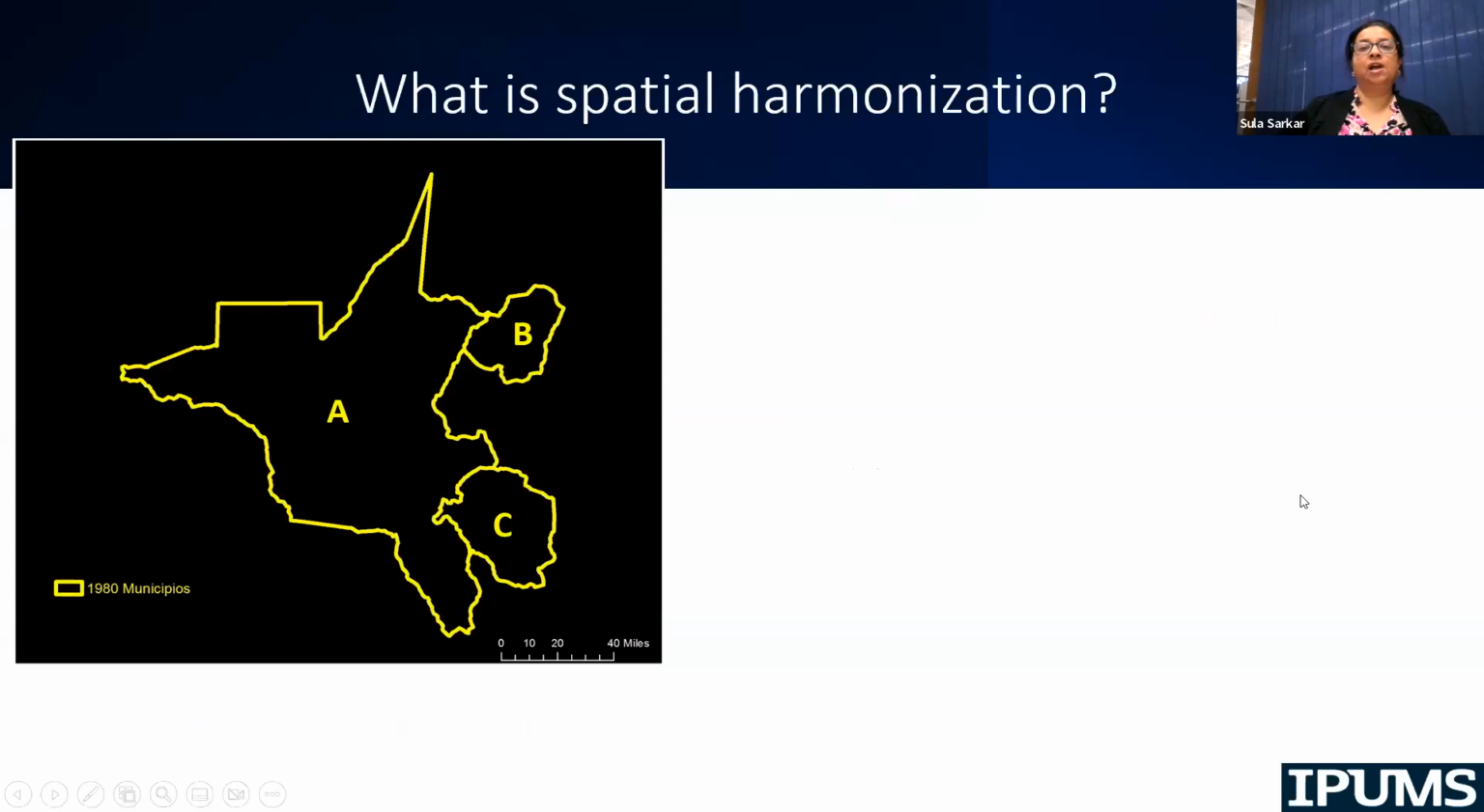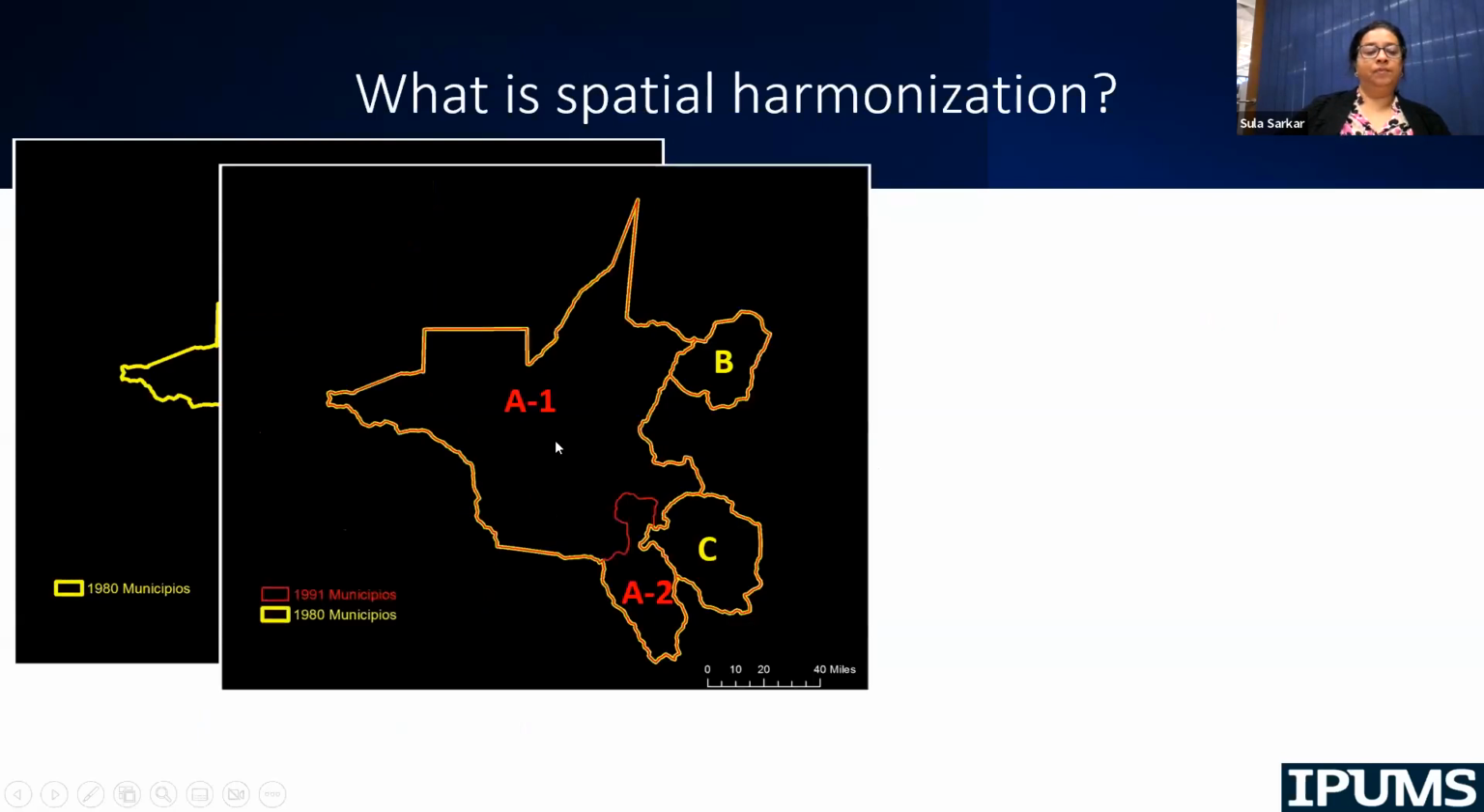So what is spatial harmonization? I threw that term out. In general, let's imagine a country with 3 units, A, B, and C. Say from 1980 to the 1991 census, A gets broken up into A1 and A2, a very common change in boundaries. One unit gets split into 2 units.